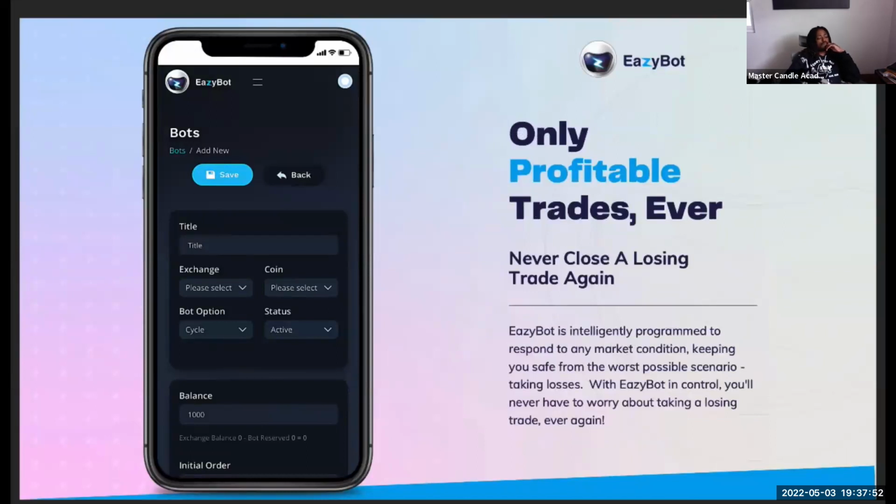And guys, all these trades are recorded on the blockchain. So you have no worries as to if these trades are real or not, if they're happening or not, or if you can see them. You'll be able to see every single trade on the website.